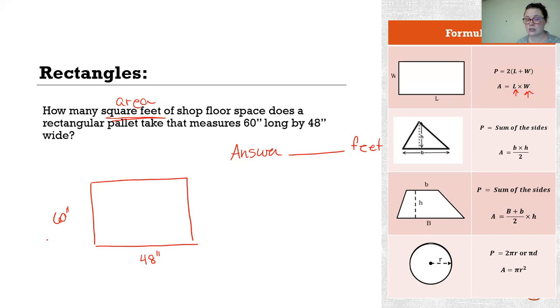So let's convert it. 60 inches is equal to, well, we're going to divide it by 12. That leaves us with 5 feet. And 48 divided by 12 leaves us with 4 feet. Okay, simple calculations. So now that we have that, area is equal to length times width. Length of this is 5 feet times the width of 4 feet. Gives us 5 times 4 is 20. We used feet to calculate, so we get feet out at the end.